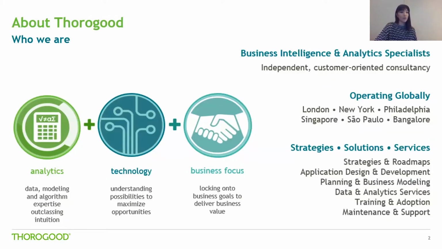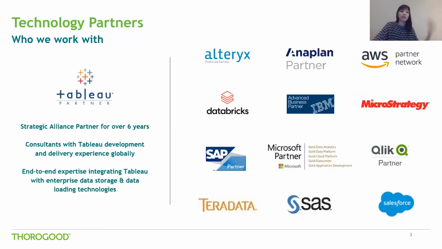So first of all, for those of you who are not familiar with Thorogood, we are a specialist independent business intelligence and analytics consultancy. We operate globally with offices in the UK, the US, India, Singapore, and Brazil. And we have a vast amount of experience delivering solutions right from helping to shape the initial scope and requirements through to delivery and support. As I mentioned, we are an independent consultancy, meaning we partner with key vendors in the BI space. Some of these vendors are Databricks, Amazon Web Services, Microsoft, among others. But for the purpose of today's webcast, we will be focusing on Tableau.